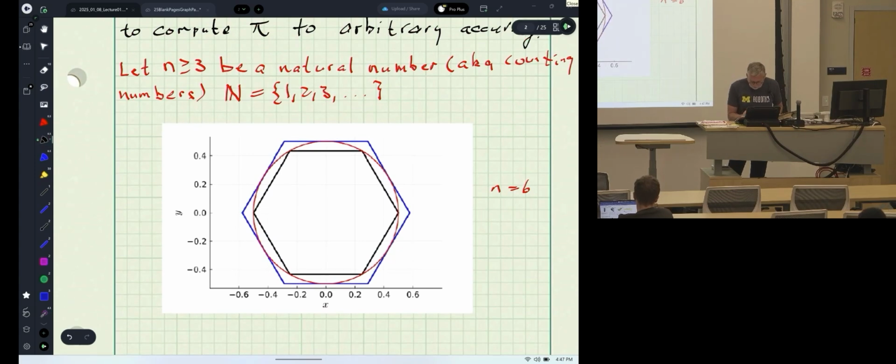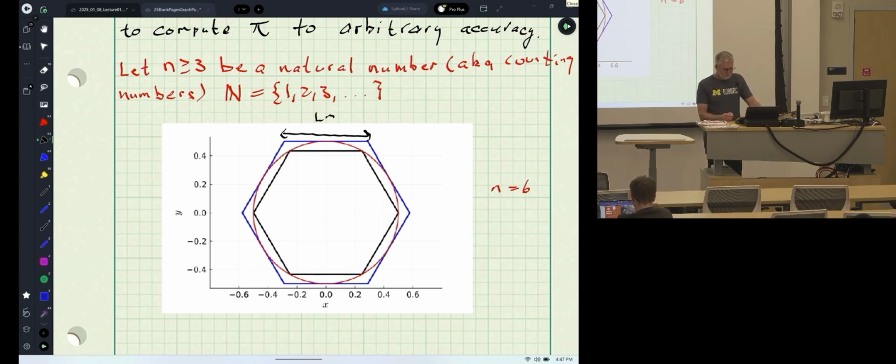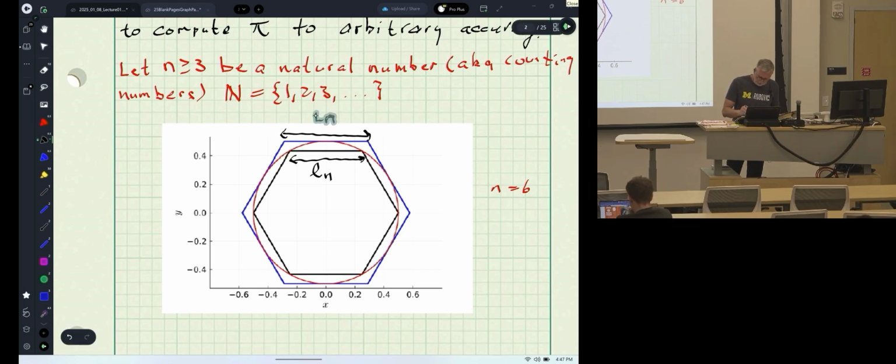And then on your hexagon, label the length of the outside part, capital L sub n, and then label the little one inside as little l sub n. And while you're doing that, I'll try to make mine a little bit neater. Okay, so how does that setup help us?